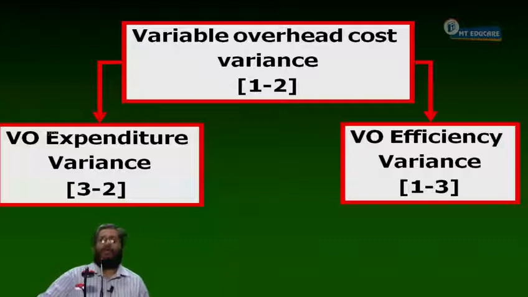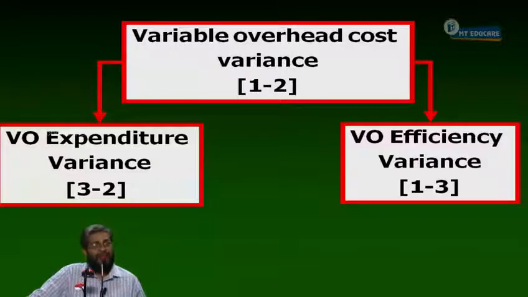Next, second step. How many columns are there? 3 columns. Name the 3 columns. SH into SR or AO into SR. Second column AVO. Third column AH into SR or SO into SR. And next you have to calculate the variances. The first variance is variable overhead cost variance. Formula is 1 minus 2.